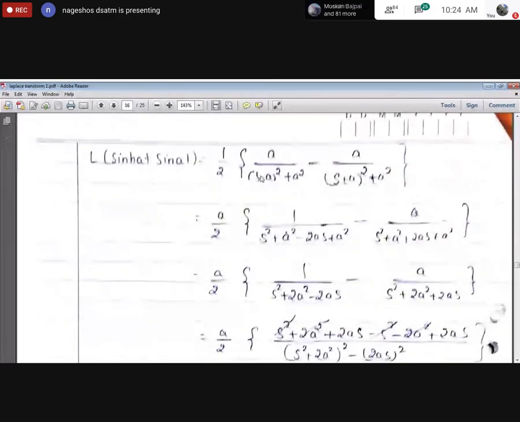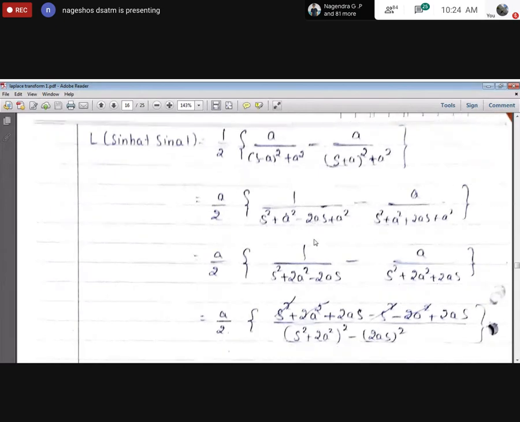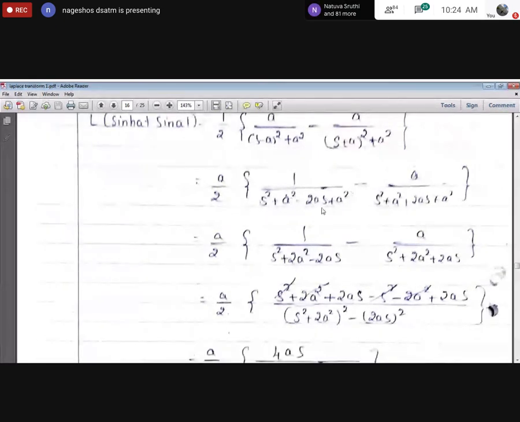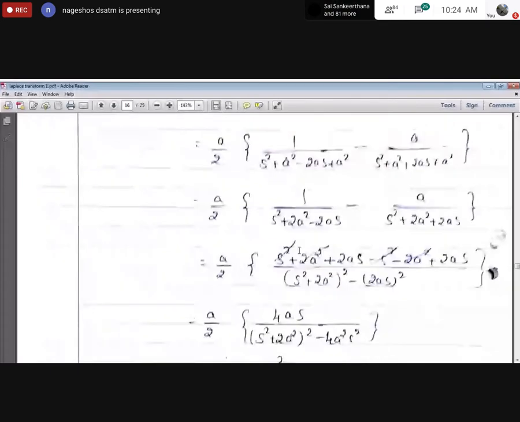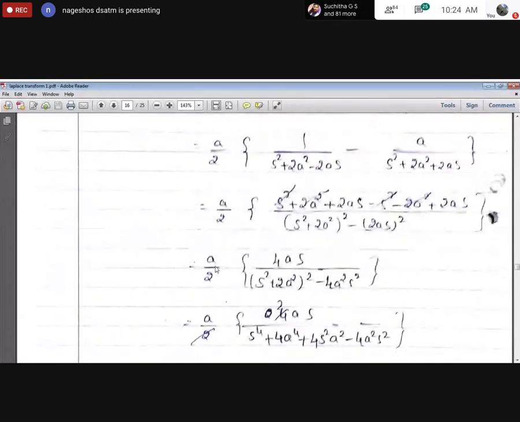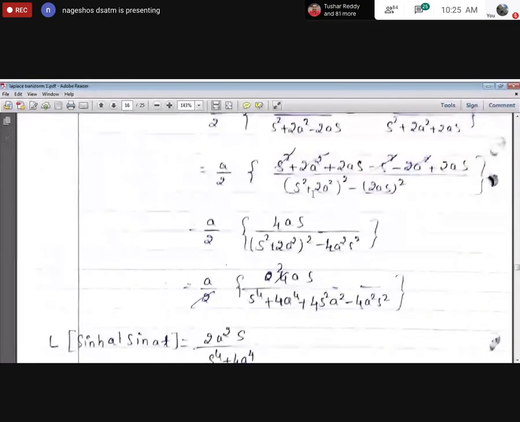Next, s minus a whole square: apply the a minus b whole square formula. Again, apply the a plus b whole square formula. Then this a square is 2a square. Here a square is 2a square. So take the LCM, 1 into all these things, here a into all these things. If you take the LCM, a square will get cancelled, 2a square will get cancelled. Then 4as will remain. Okay.